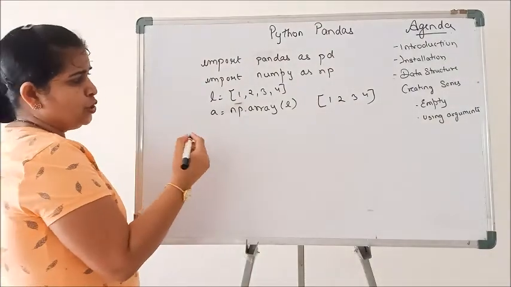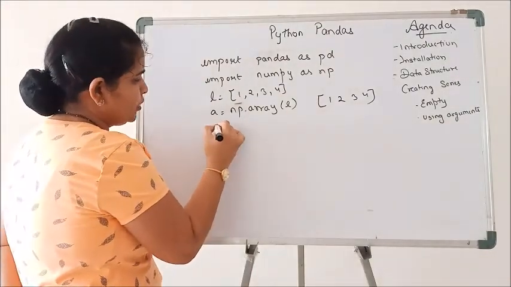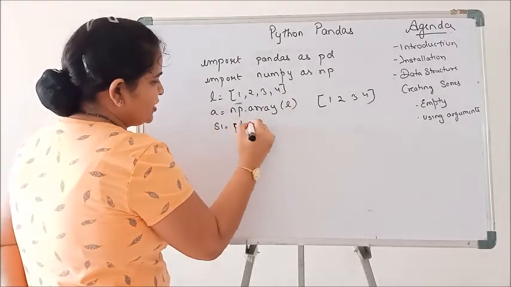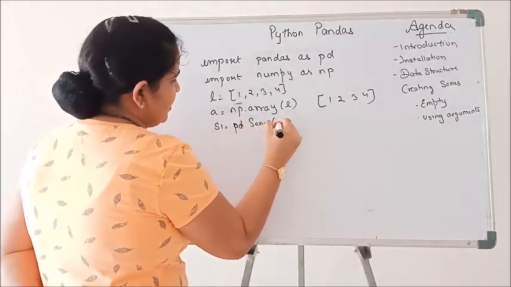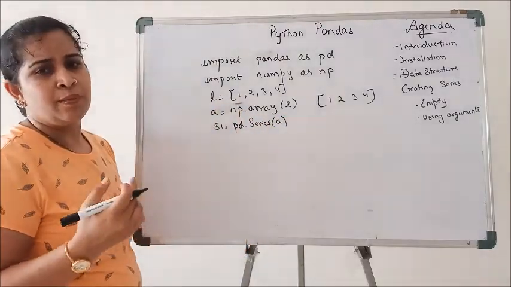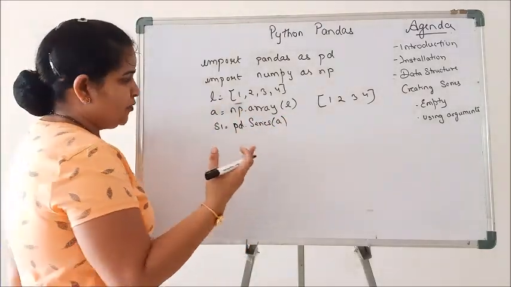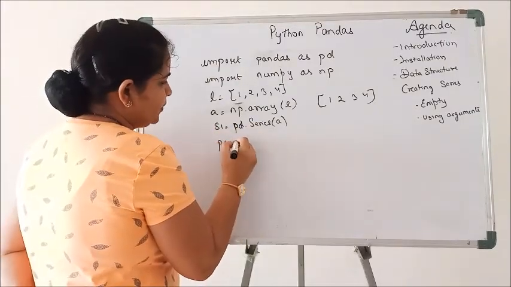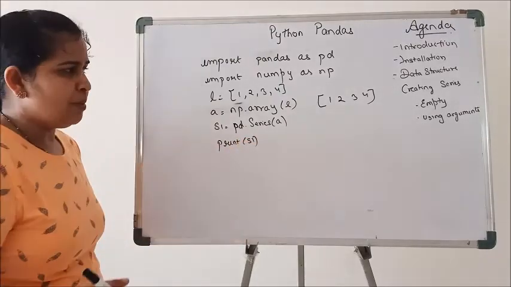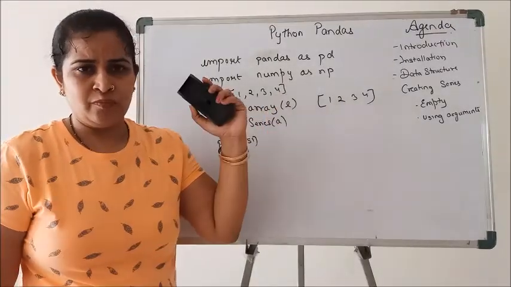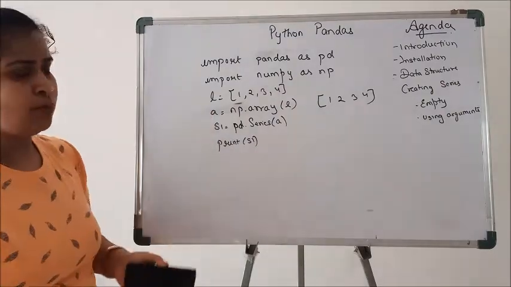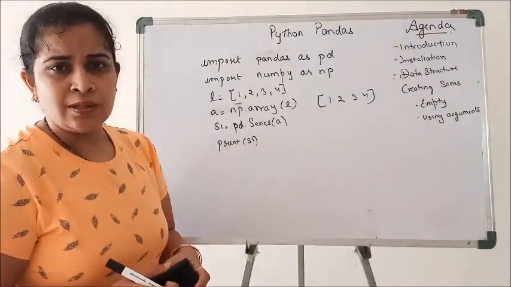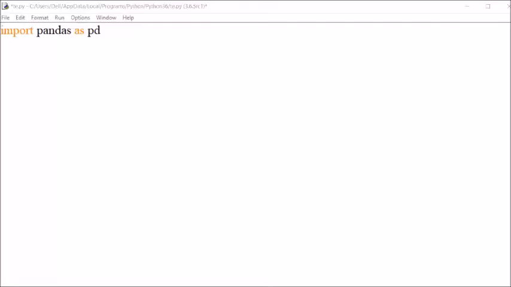And the same we can use in a series. S1 is equal to pd.Series of A. Index, if you want, you can mention it, and if you don't want, you can leave it. Then the default index will be taken. Then print S1, and it will be printed with the values 1, 2, 3, 4 and index 0, 1, 2, 3. So now I will demonstrate all these things on my laptop.